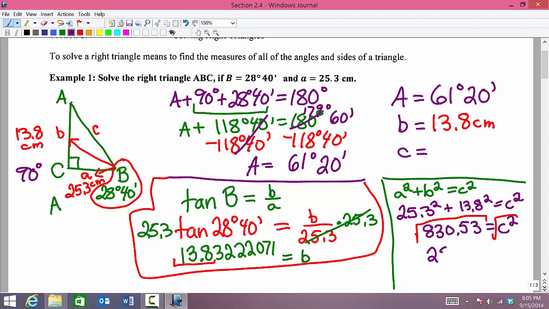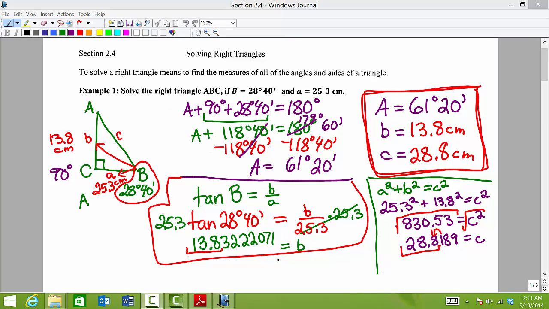And I get 28.8189, etc. And we're going to once again solve to the nearest tenth, which makes our answer for C to be 28.8 centimeters.